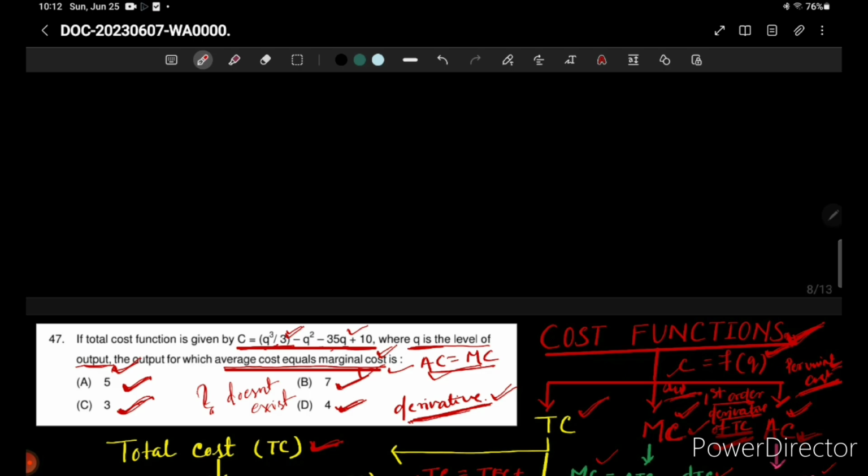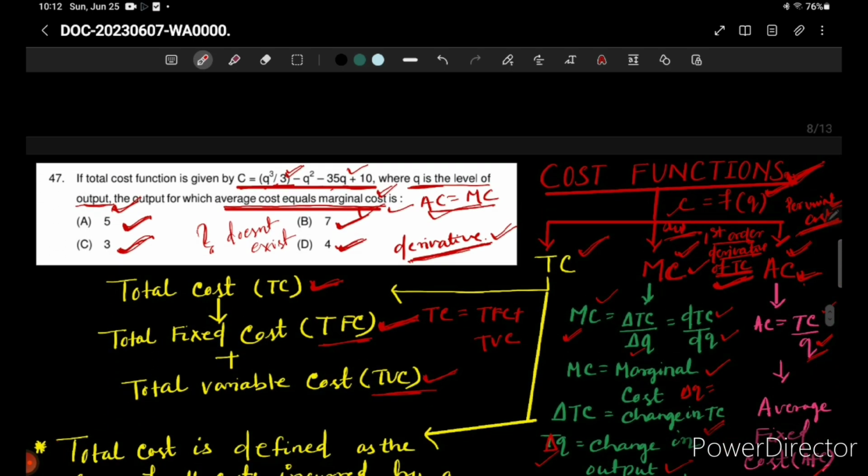Okay. So dear students, hope you got the answer. Here in this case the solution does not exist, so it is difficult to find out the answer. So thank you so much.